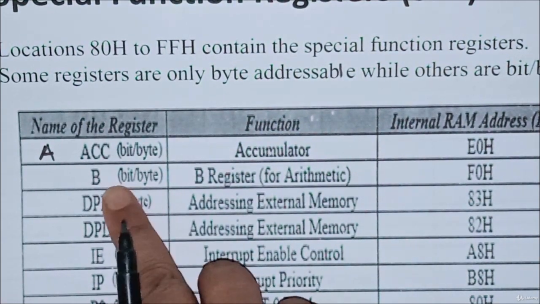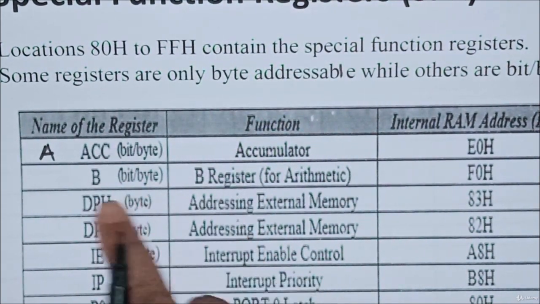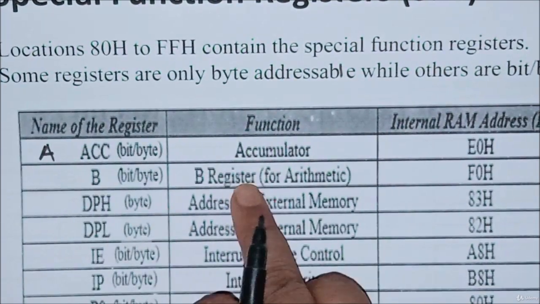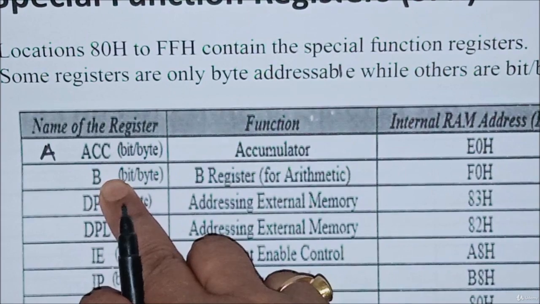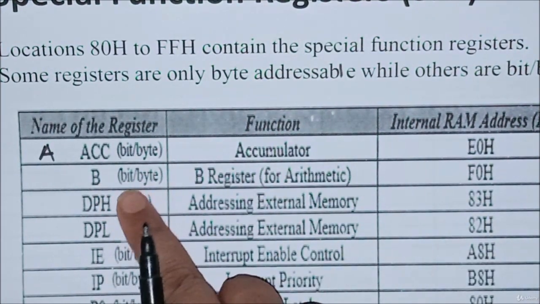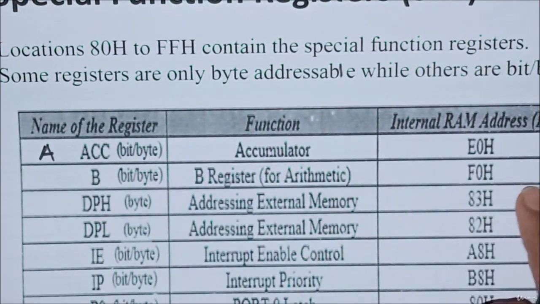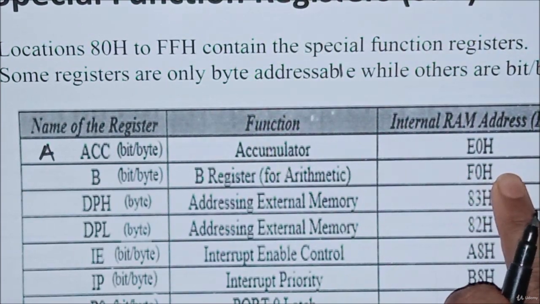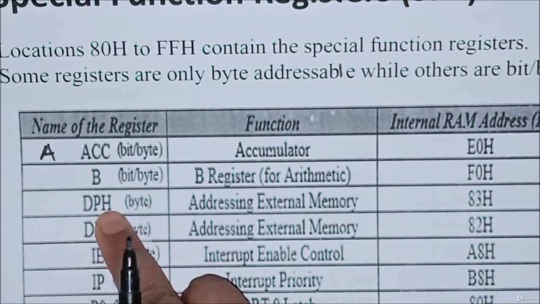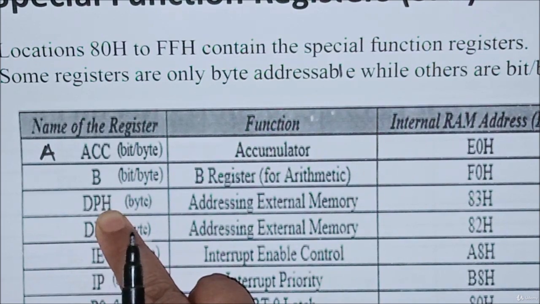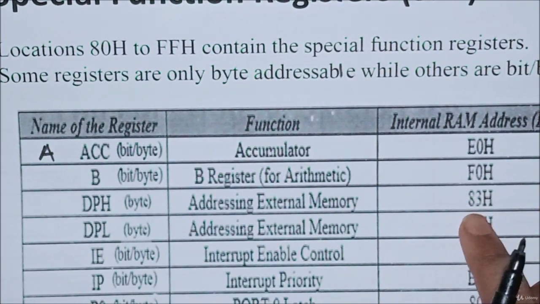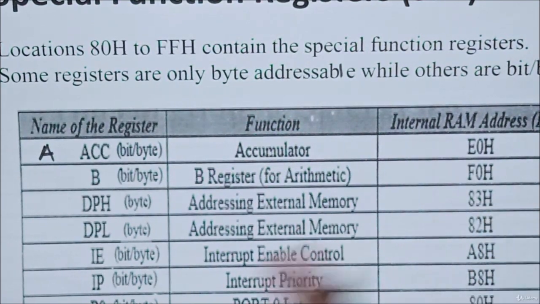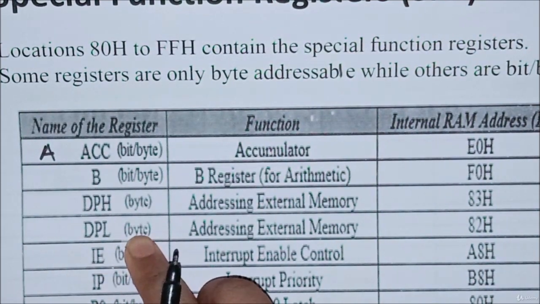The second register is register B, which is generally used along with accumulator for some operations like multiplication and division. So this is also called a math register. This is also bit and byte addressable. The address of B register is F0H. Next is DPH, that is the higher 8 bits of DPTR register. It is only byte addressable and its address is 83H. The address of DPL is 82H and it is also byte addressable.